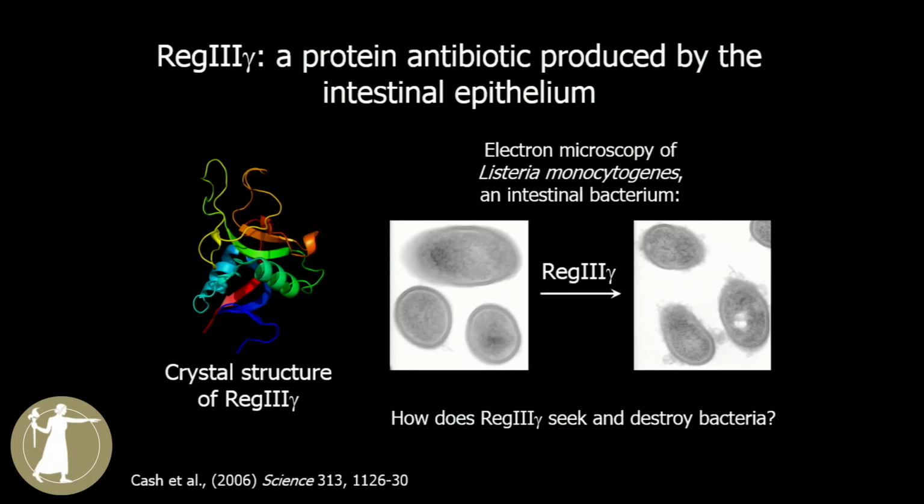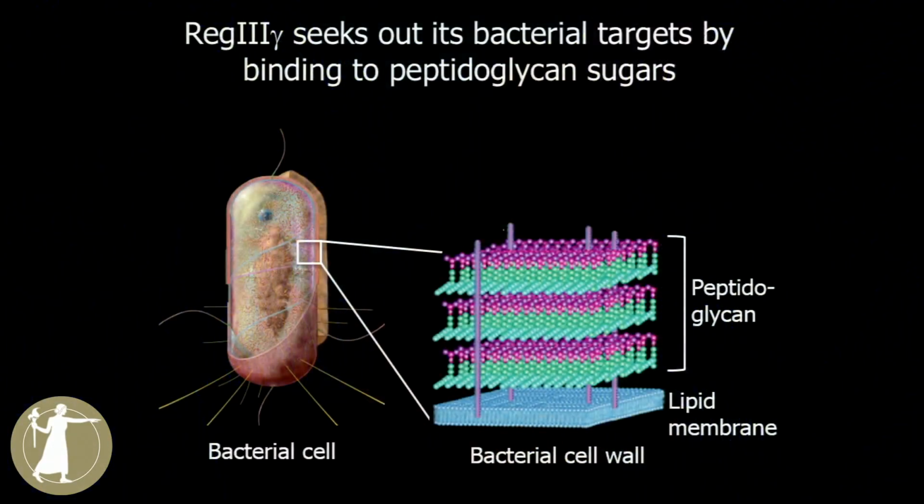So that led us to the question of how this gut antibiotic seeks and destroys bacteria. So we spent several years unraveling the biochemical mechanism of this, and I'll just summarize what we found. Basically, we found that there are two steps. The first step is that the protein, which is secreted from the epithelium into the intestine, has to identify its bacterial targets. And it does this by binding to sugars that are located on the outer surface of the bacteria. So Reg3 gamma sees these sugars, so it's a sugar-seeking missile.